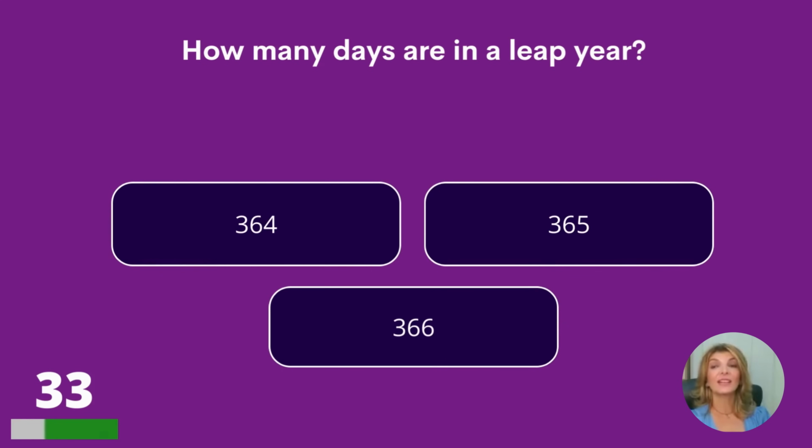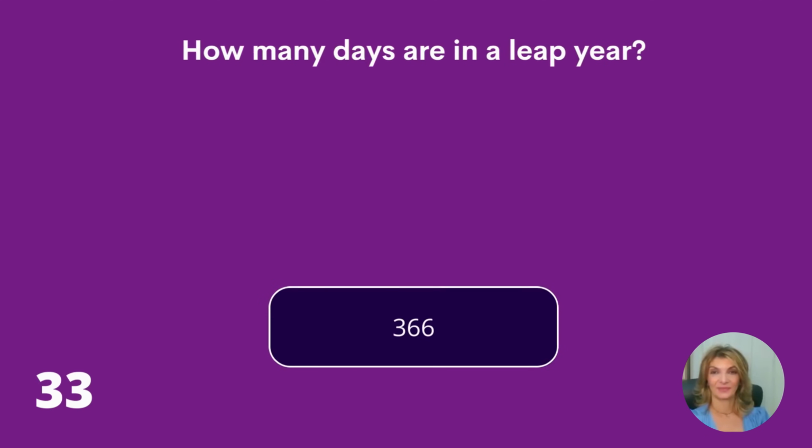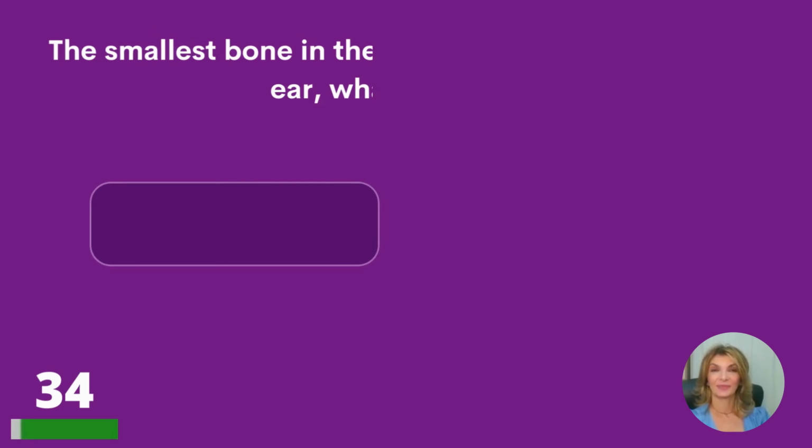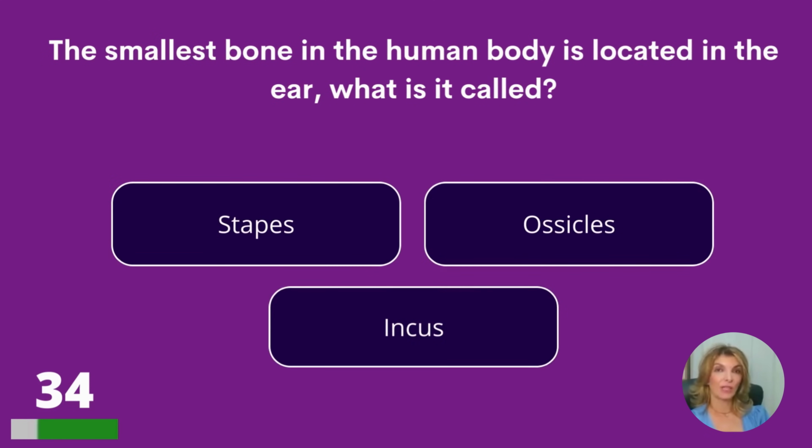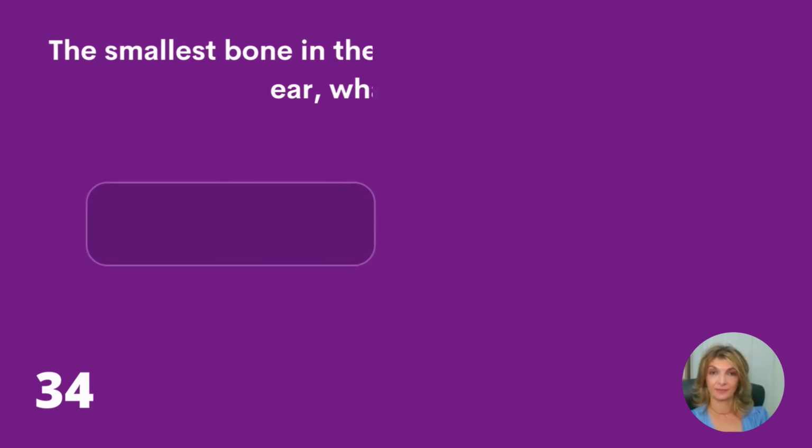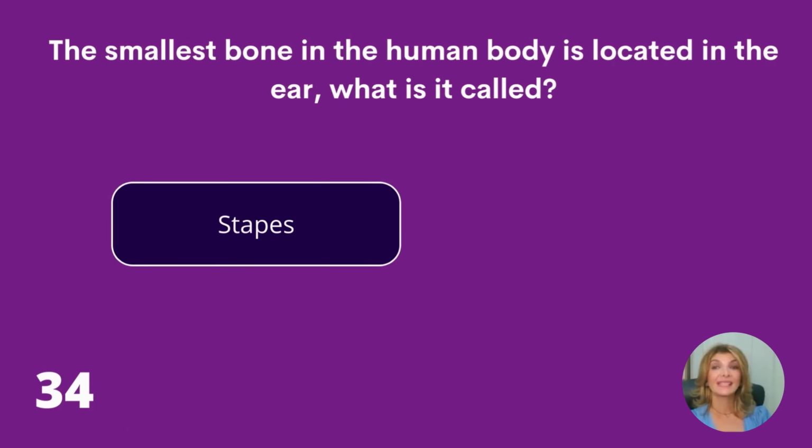How many days are in a leap year? 364, 365, or 366? 366. The smallest bone in the human body is located in the ear. What is it called? Stapes, ossicles, or incus? Stapes.